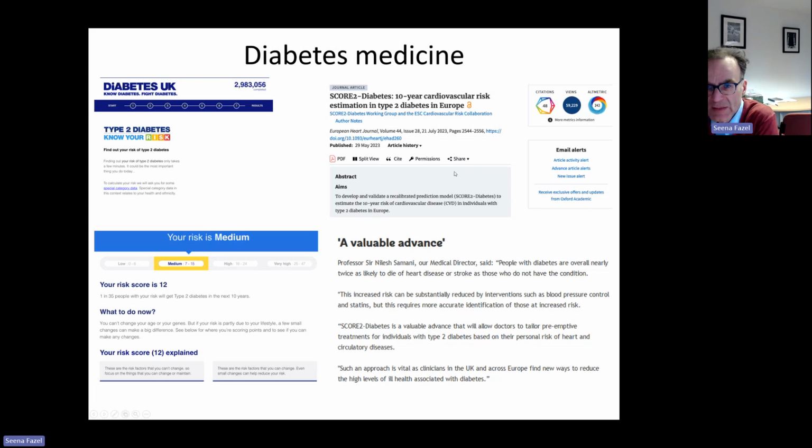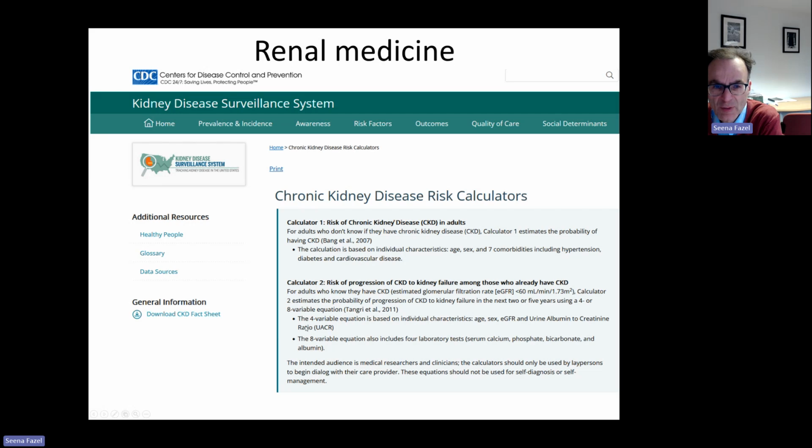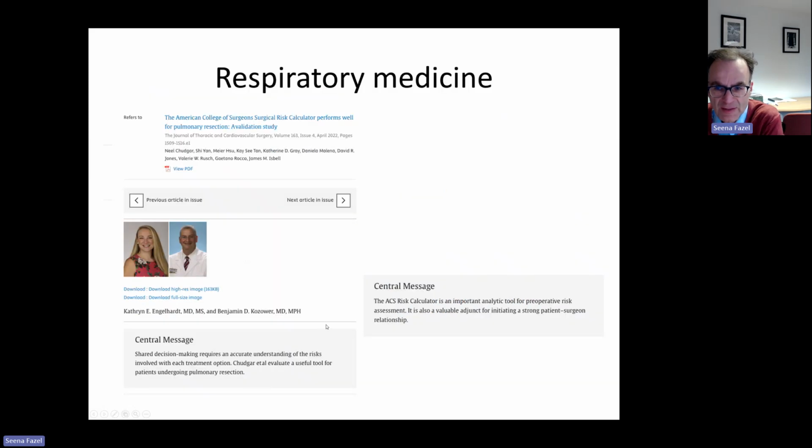So here's one for diabetes medicine. This is at a primary prevention level and a secondary prevention level, and they give you risk scores, and they can be translated into probability scores. But they're simple. They're well evidenced. They're developed on large data sets. We have them in renal medicine as well, respiratory medicine.